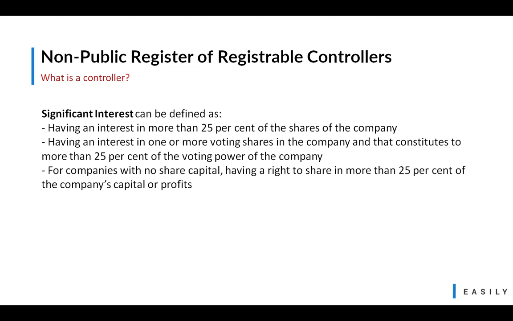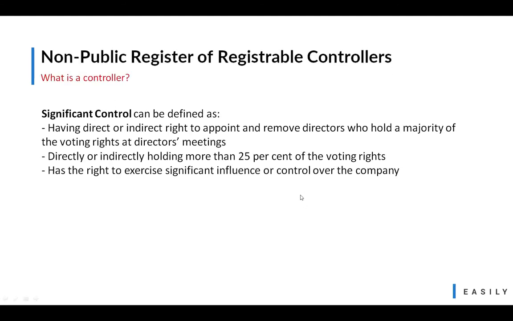So for companies with no share capital, it means having a right to share in more than 25% of the company's capital or profits. The main motivation for this is that there's a special shareholders' resolution, which requires 75% of votes to pass in the model constitution. In essence, the special resolution can appoint and remove directors. So if you have a significant interest, you can actually veto a special resolution. The special resolution to pass will require your approval in the vote as well.